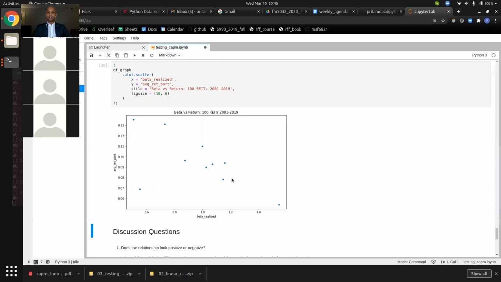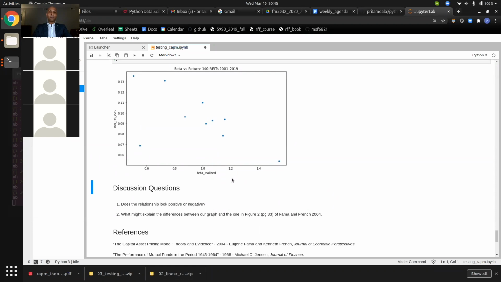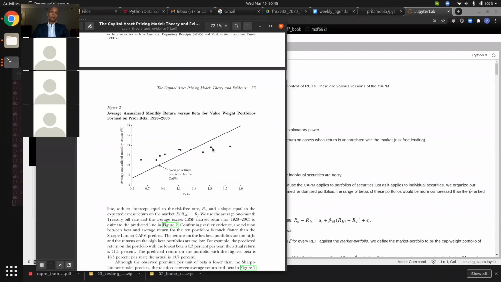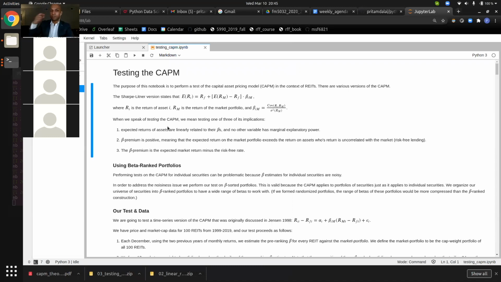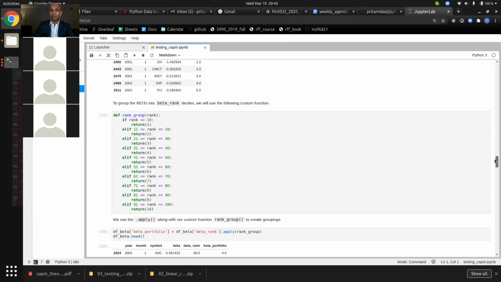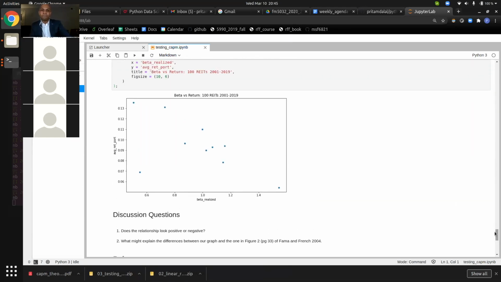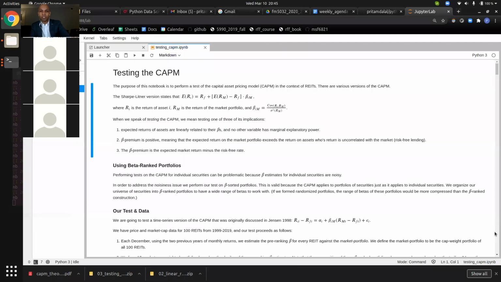Since we're running low on time, I'll just explain what I think might be at the heart of the discrepancy between my graph and their graph. One thing is the time period. They used a much longer time period than I did. I had 20 years' worth of data and they have like 75 years' worth of data. Another thing is that they probably use a universe of 5,000 stocks, whereas I had data for only 100 different REITs. So there might just not be enough data to work out the noise. It's a small time period and a small data set.